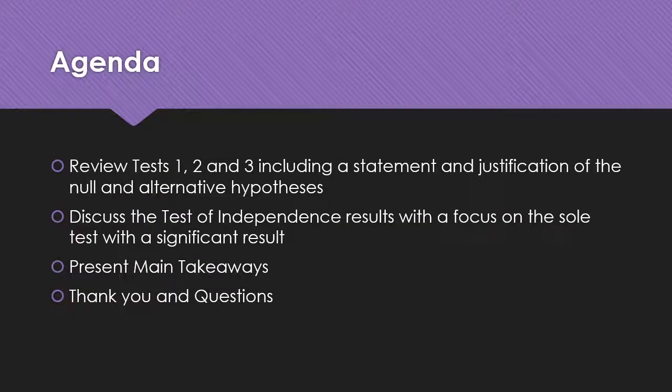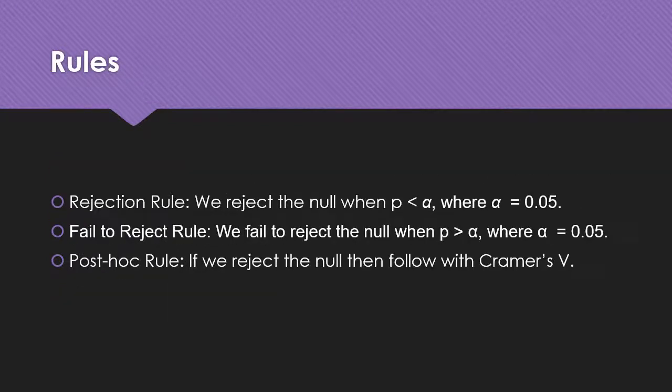As far as an agenda for today's presentation, we are going to go through tests 1, 2, and 3, and we'll review the findings, including an APA statement and justification of the null and alternative hypothesis. We will also discuss the test of independence results with a focus on the test with a significant result. We will present main takeaways, look at the graphs and charts, and let's save some room for questions.